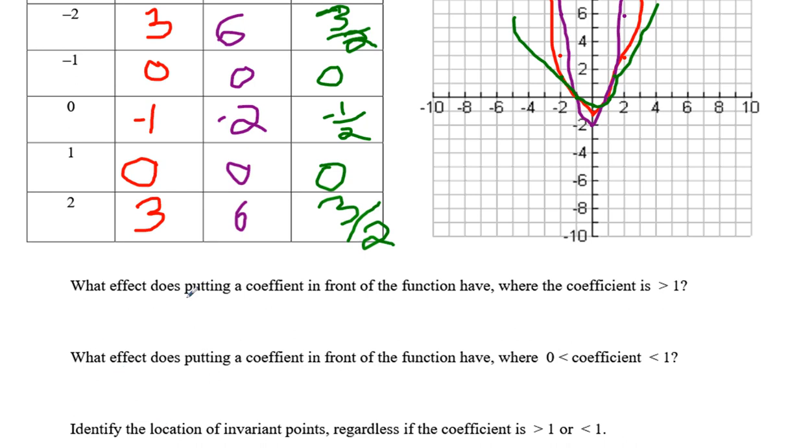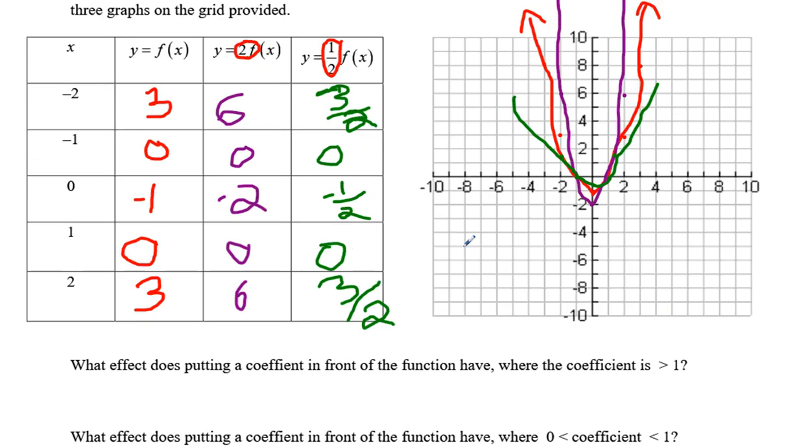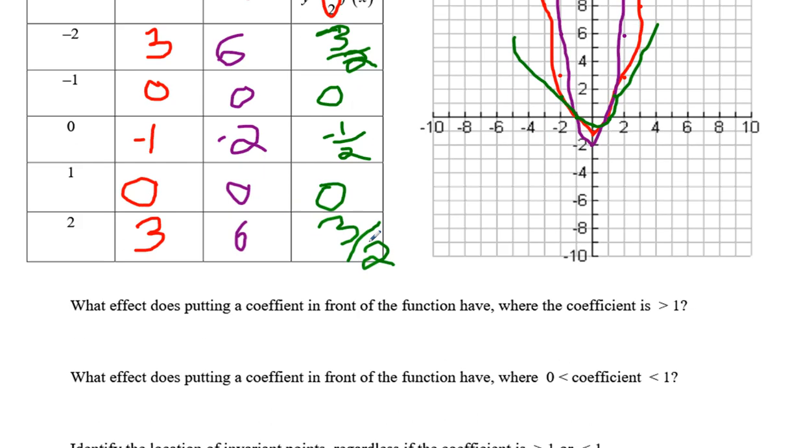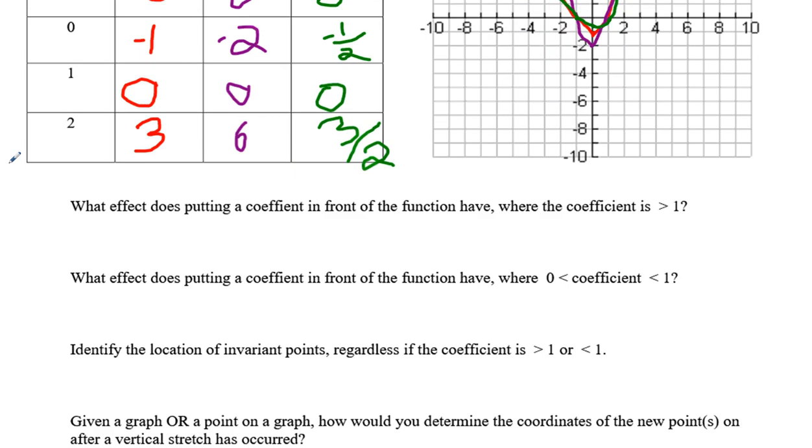So, what is the effect of putting a coefficient in front of the function when the coefficient is greater than 1? When your a value is bigger than 1, you are a vertical stretch. You become taller, bigger. What effect does putting a leading coefficient in front of the function have when you're between 0 and 1? There's my green guy. You become shorter. Notice they didn't say negative here, because all a negative does is turn you upside down. It reflects you over the x-axis.